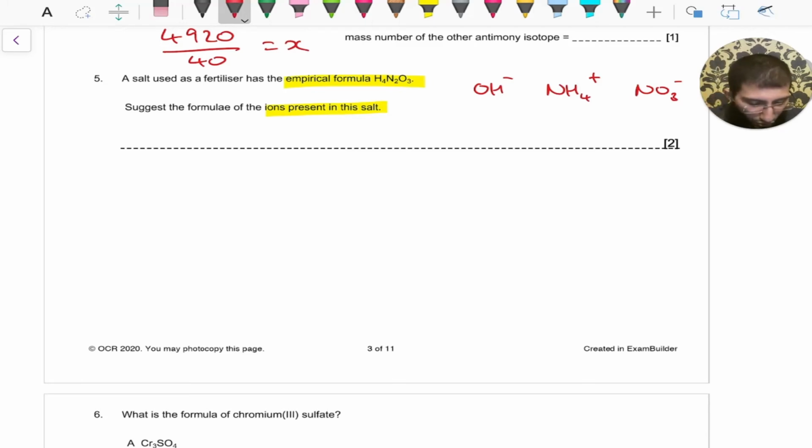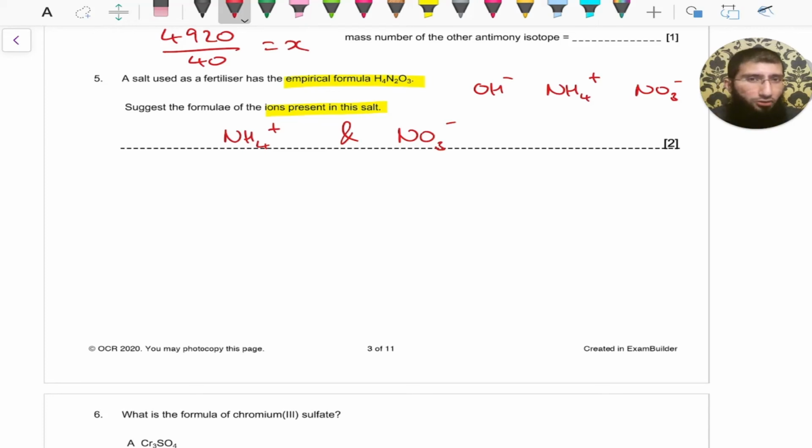Now, out of these, which one is it going to be? Seeing as we've got 2 nitrogens, 4 hydrogens, and 3 oxygens, it must be the NH4+ and the NO3-. It cannot be the NH4+ and the OH- because the number of atoms in the empirical formula simply doesn't match up. So the ions must be NH4+, the ammonium ion, and the nitrate ion, NO3-.